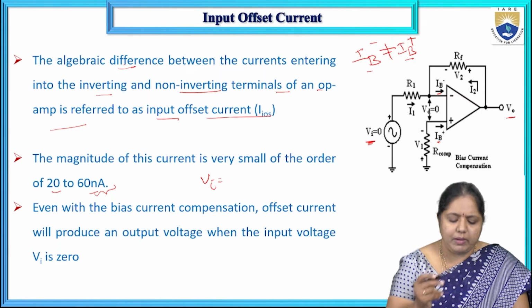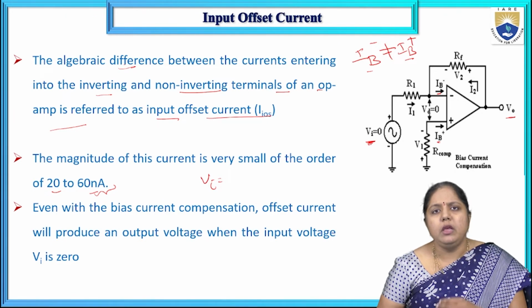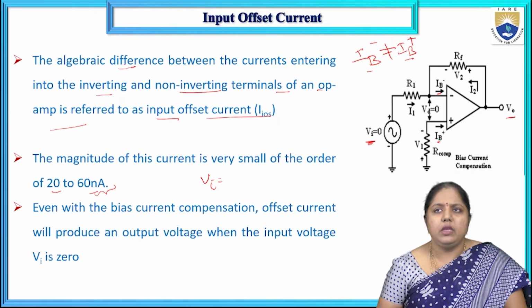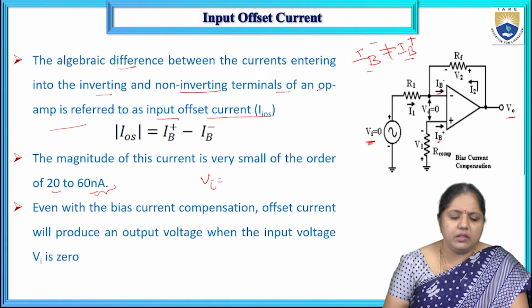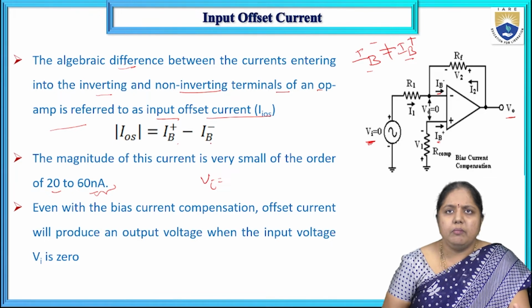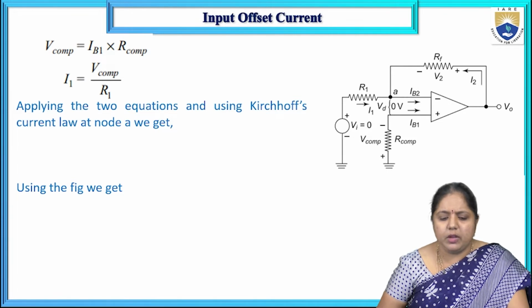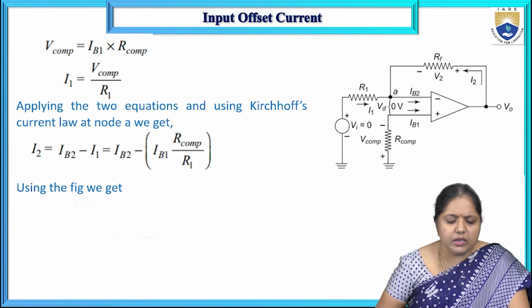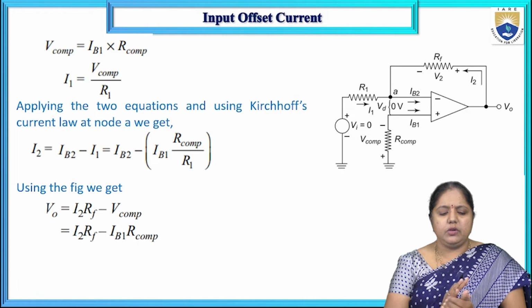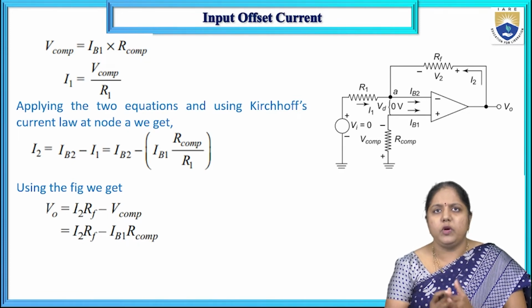So the next step is that here also we need to introduce some compensation. The difference in the currents is represented as modulus of IOS equal to IB plus minus IB minus. This is the input offset current. Due to this offset current, I need to find the amount of output voltage.